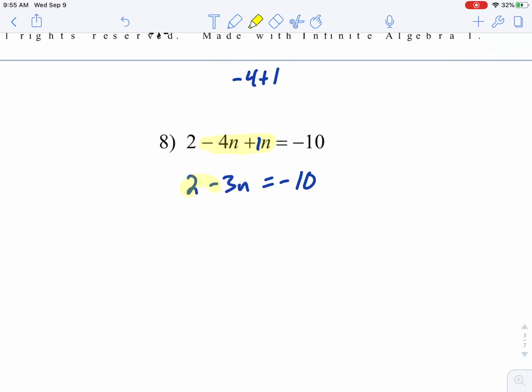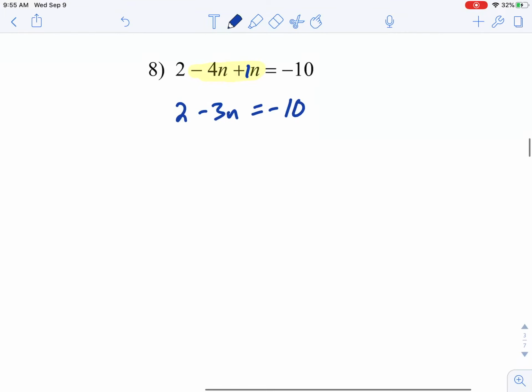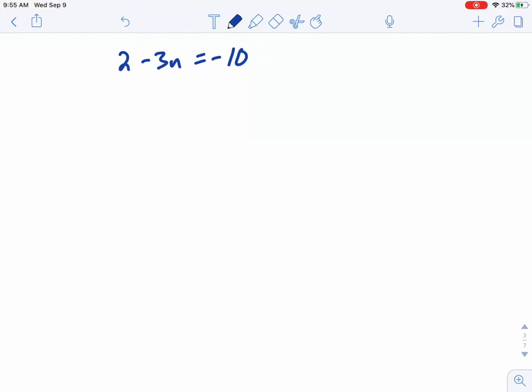Now, can you do 2 minus 3 and get negative 1? I hope you said no, because they're not like terms. This has an n next to it. This one doesn't. You cannot combine those if they're not like terms. We need to isolate the variable here. So we start by subtracting 2 on both sides.